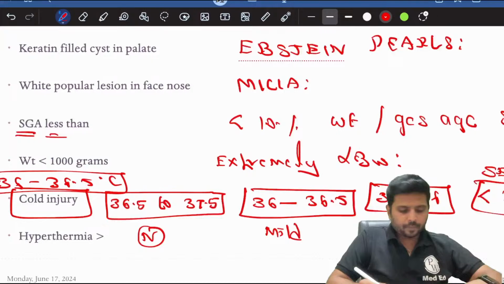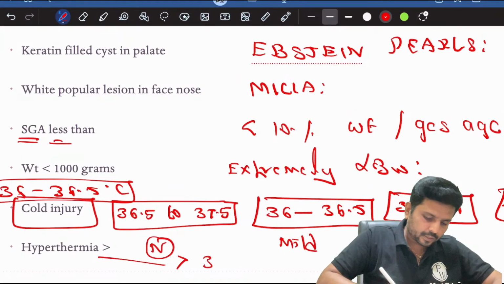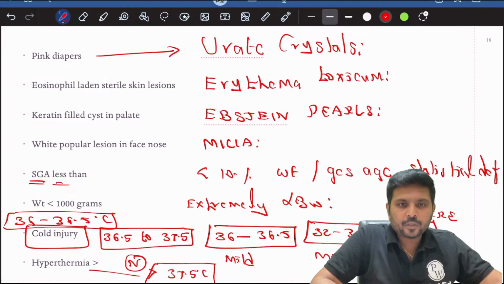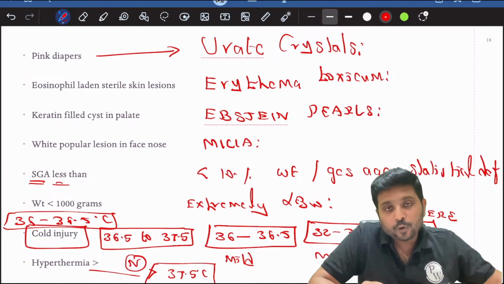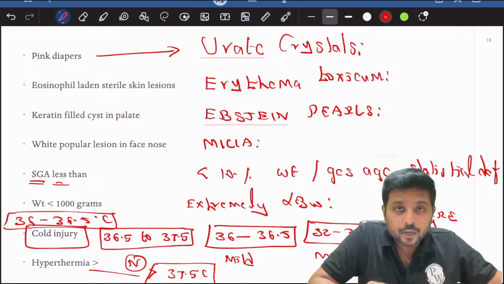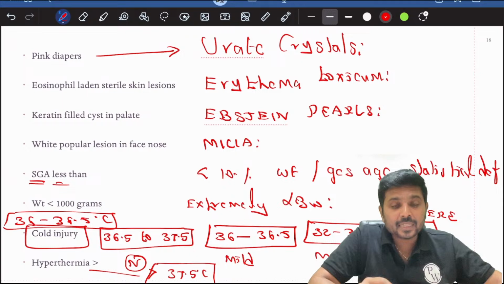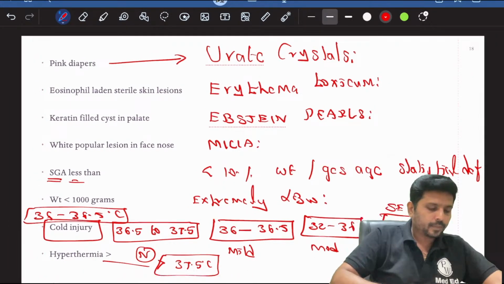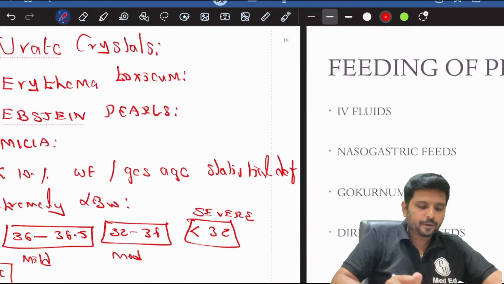Hyperthermia means more than 37.5 degrees Celsius. This will often be asked. The most often question is cold injury or cold stress. It is the temperature between 36 to 36.5 degree Celsius. That is important, cold injury.